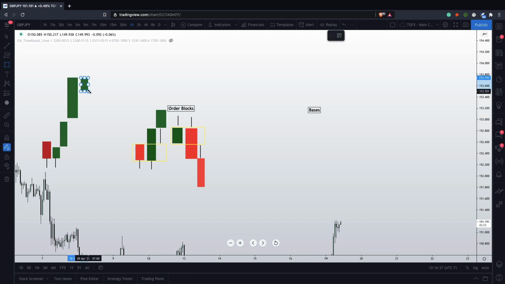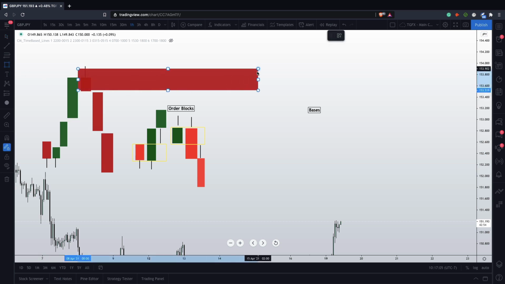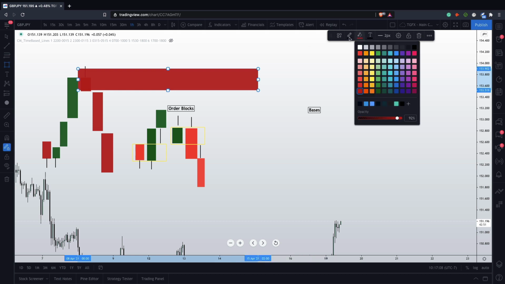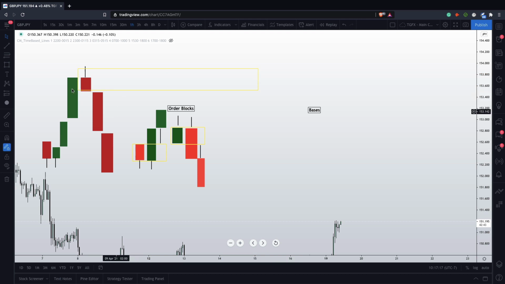So price forms a bearish candle. All right. So we got the top, and then price moves away from this level rapidly. This would now be an order block for me. So now I would highlight this area. Now wait for price to come back to this area and retest it.